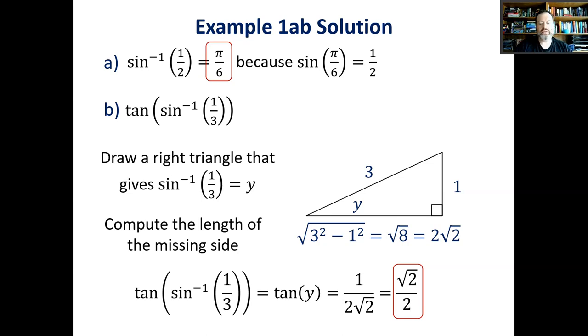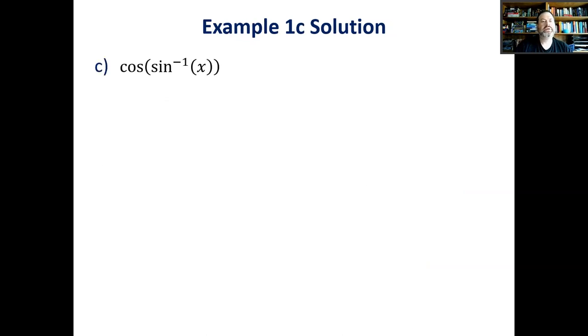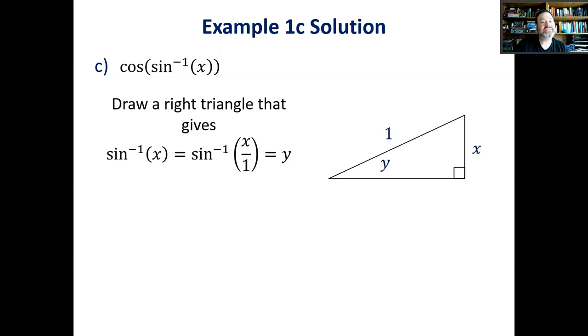All right, and there's even one more type of problem. What happens if we have cosine of arcsine of x? So this doesn't look like a ratio, right? As I said in previous slides, arcsine's input value should be a fraction. Well, this is really x over 1. So if you see arcsine of x, it's really x over 1. So that means we know two sides of the right triangle.